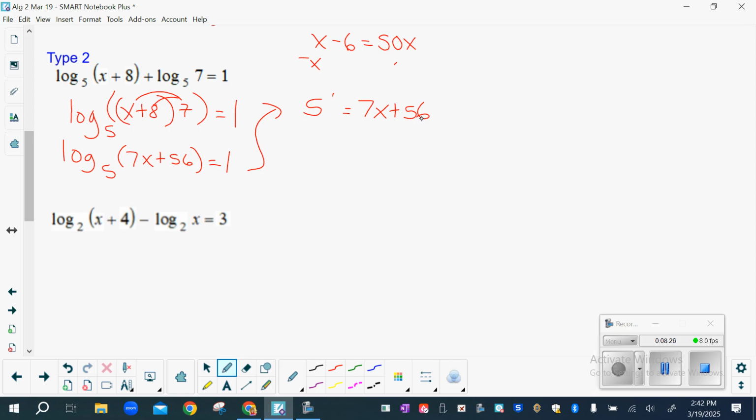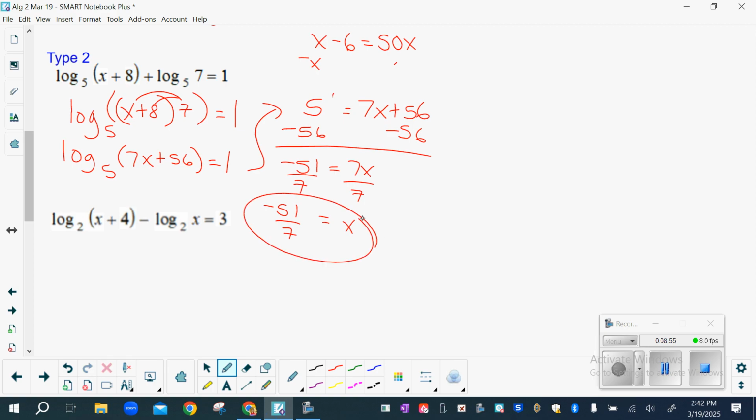And so let's see. This group here, tell me what to do next. Yeah. So minus 56 on both sides. Then we get negative 51 equals 7x. And then what next? Yes. Does 7 go evenly into 51? It does not. So our answer is negative 51 over 7.